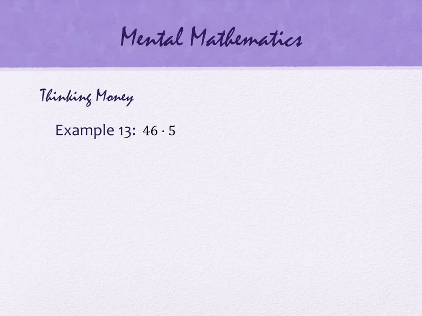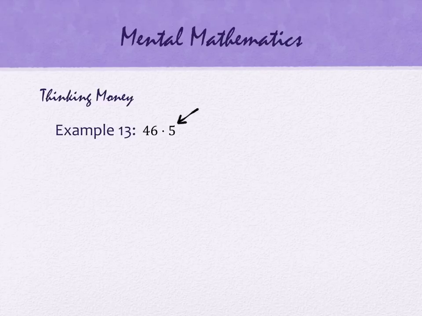All right, thinking money. This is one of the ones that students often just overlook when they're seeing it, I guess probably because you don't actually see decimal places and dollar signs. But thinking money is extremely helpful. So let's take a look at the 46 times 5.